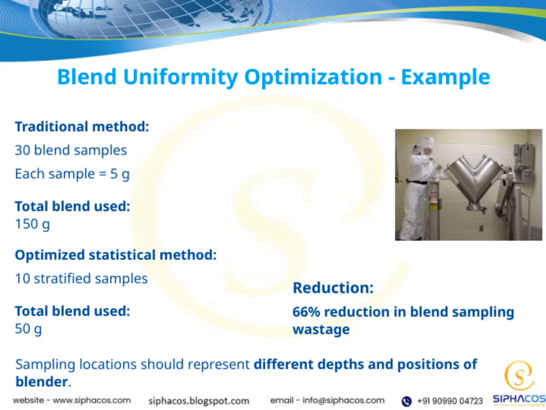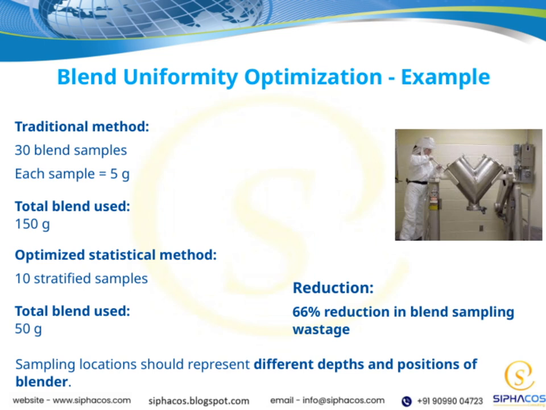Let's talk about sampling locations first. It's important that they represent different depths and positions within the blender. This way, we get a more accurate picture of the entire batch, rather than just one spot. Moving on to reduction, we've achieved a 66% decrease in blend sampling wastage. That means we're using significantly fewer samples to get the same level of quality assurance, which saves time and resources.